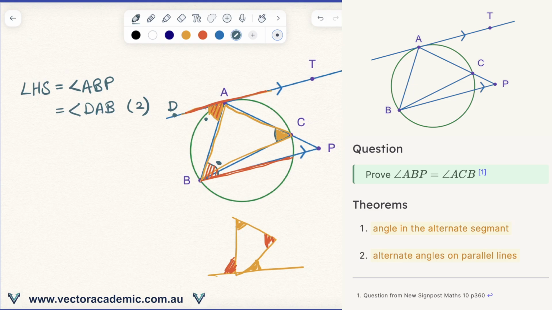All right, so we've got angle DAB, and that one we said was equal to this one by our windsurfer theorem, or angle in the alternate segment. So that's a 1. So it equals angle ACB according to theorem 1. And that is our right-hand side.